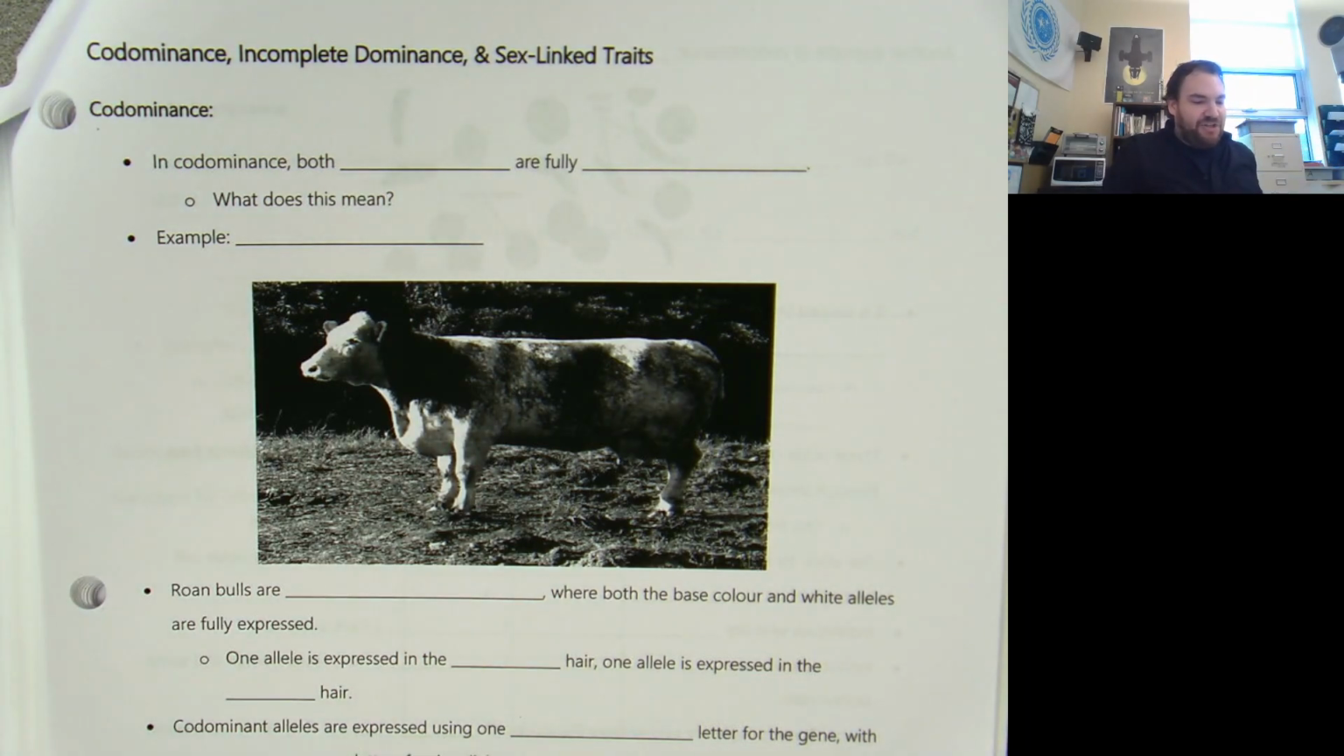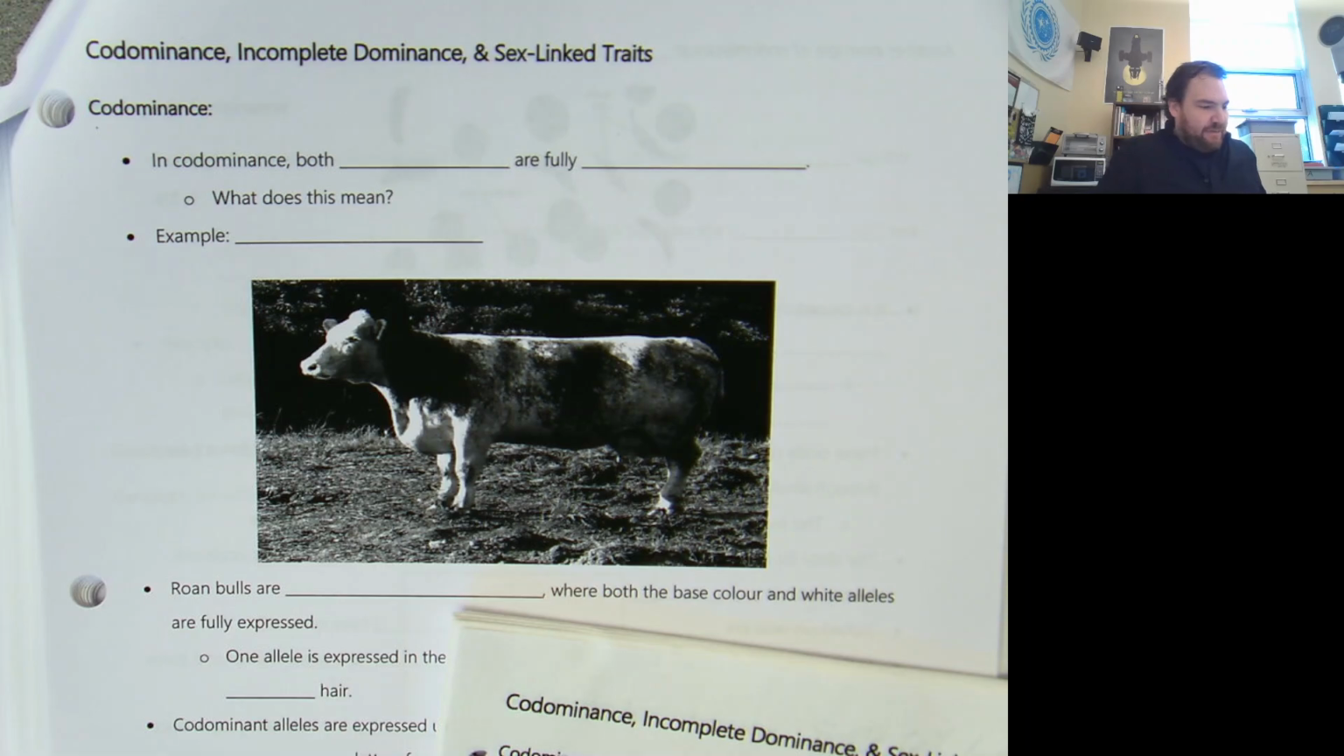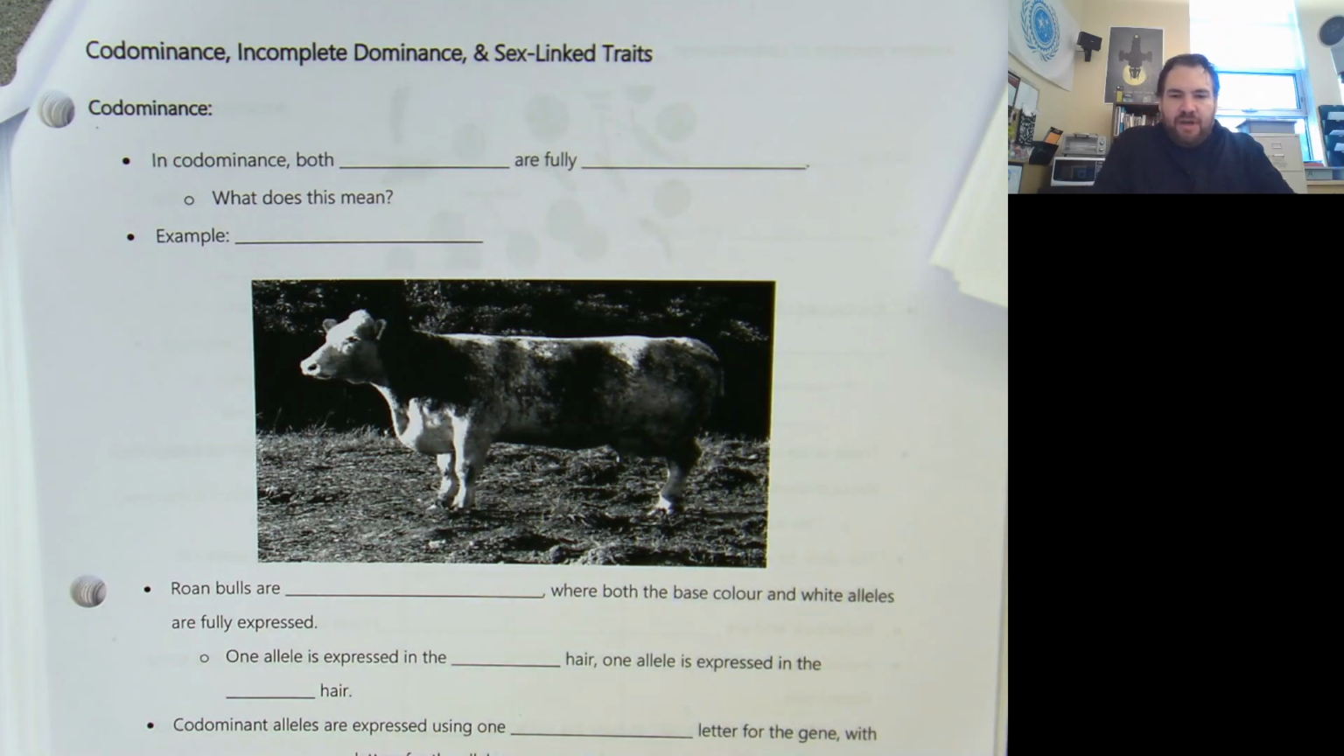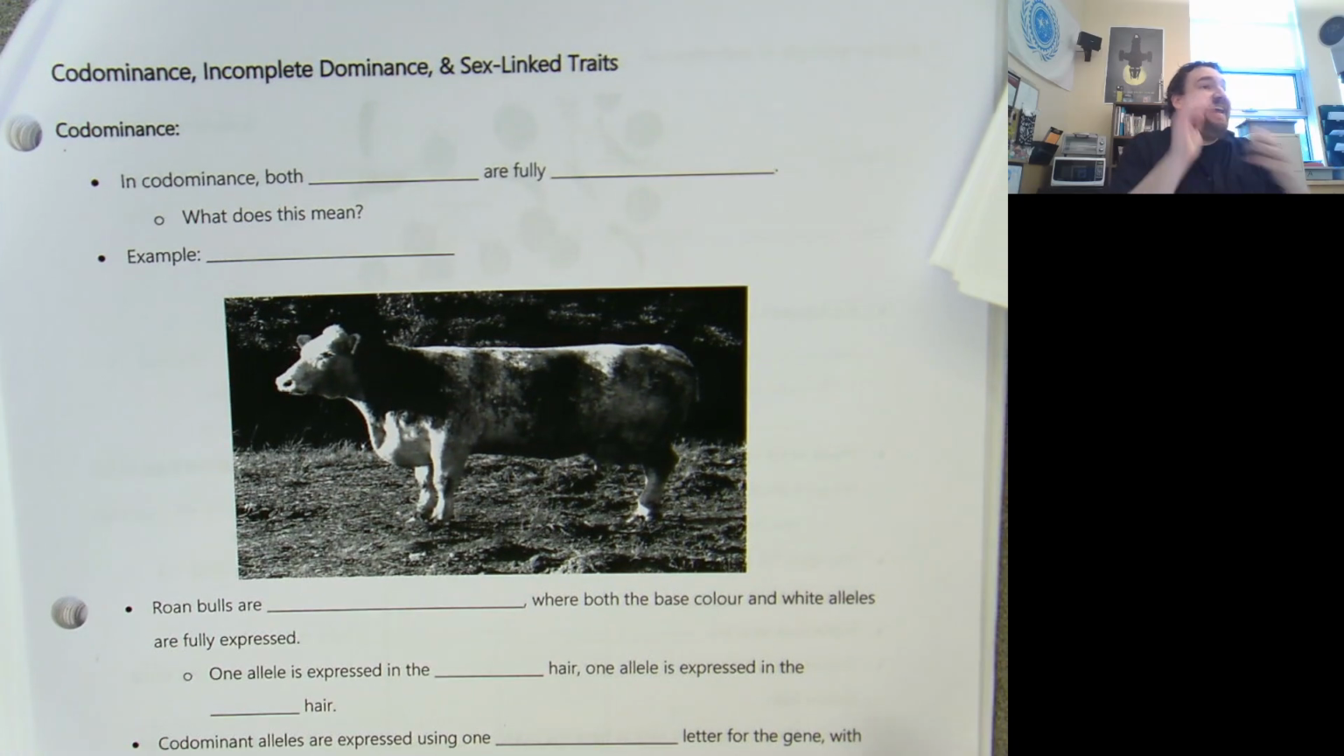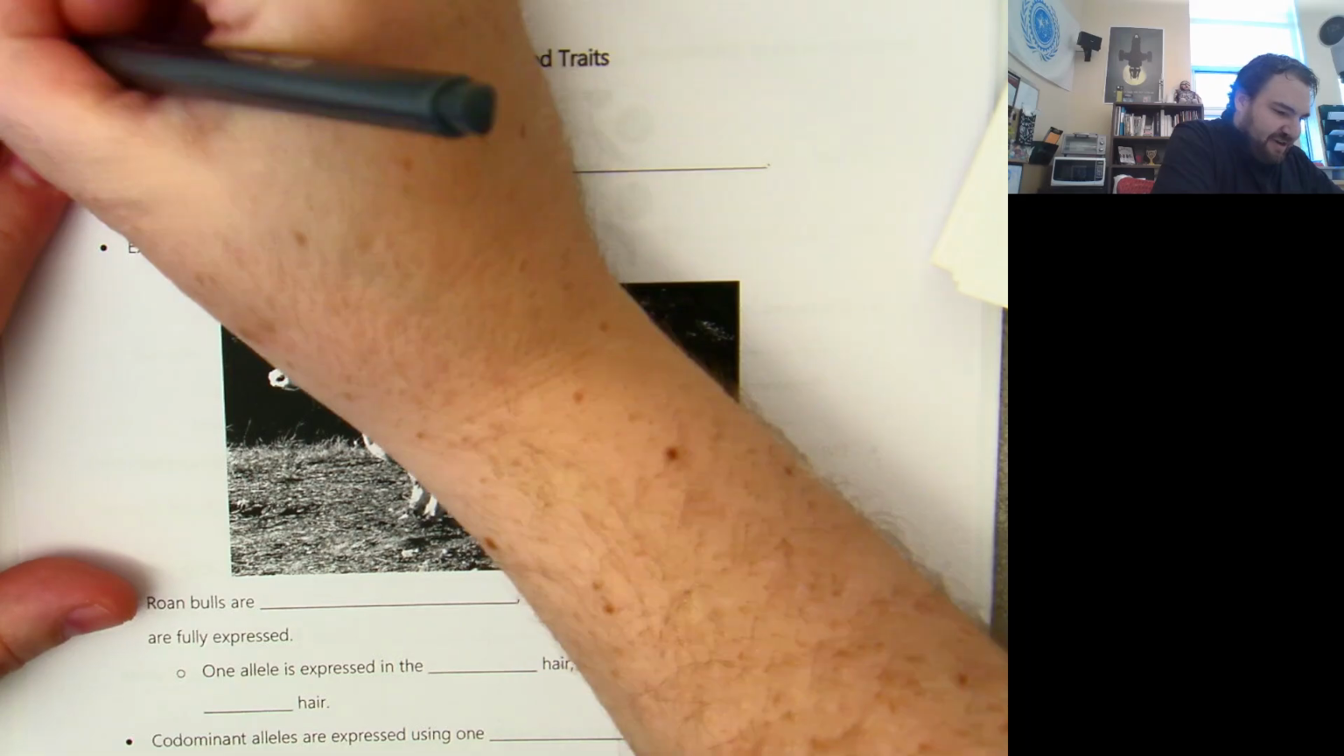Okay, find me this page. We're going to talk about codominance, incomplete dominance, and sex-linked traits. Let's do it. Let's talk about cows. Yes, moo moo. Okay, here we go. So, in homozygous dominant situations, nothing weird happens. It happens exactly the way you expect. In homozygous recessive situations, what you expect to happen, happens. Things get weird, though, in the heterozygous scenarios. So, let's talk about these.